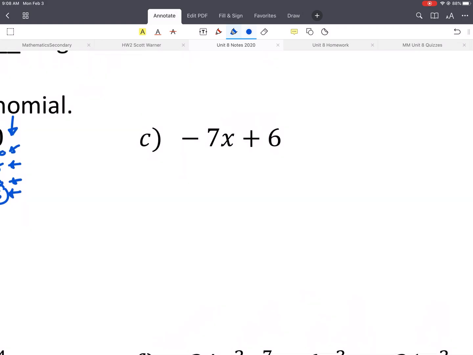Here, we can't take out anything for the coefficients. There's not a greatest common factor, so there is, but it would be 1. We can't take out any x's because there's not an x here, but we do have a leading negative, so our greatest common factor would be negative 1.